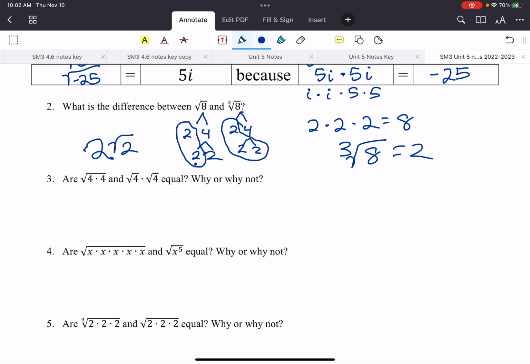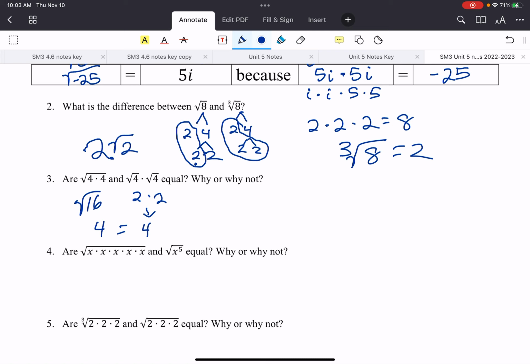The square root of 4 times 4, is that equal to the square root of 4 times the square root of 4? Raise your hand if you think yes. Raise your hand if you think no. What is 4 times 4? 16. What's the square root of 16? 4. Okay, what is the square root of 4? 2. What's 2 times 2? 4. So do they equal each other? Yes.